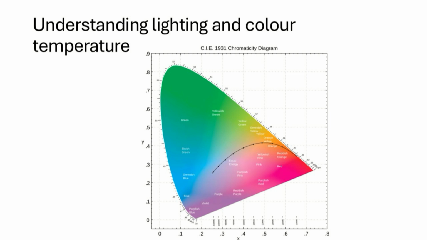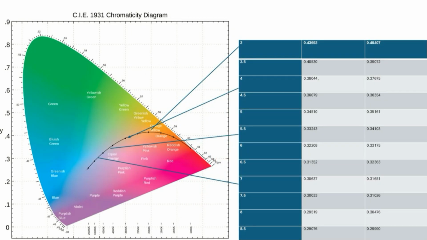Chromaticity coordinates are derived from the tristimulus values and represent the chromaticity of a color within color space. The color temperature of a light source can be plotted on the chromaticity diagram, with different temperatures corresponding to different coordinates.